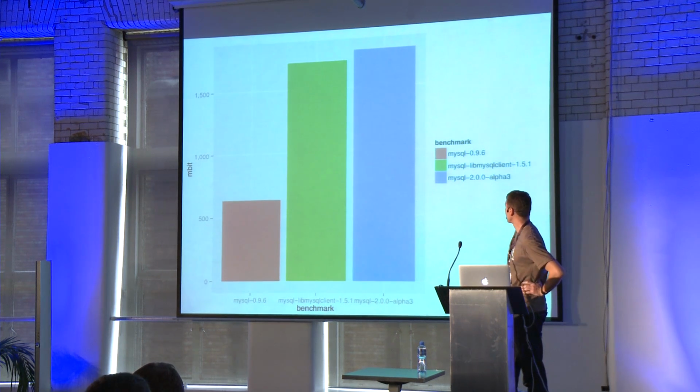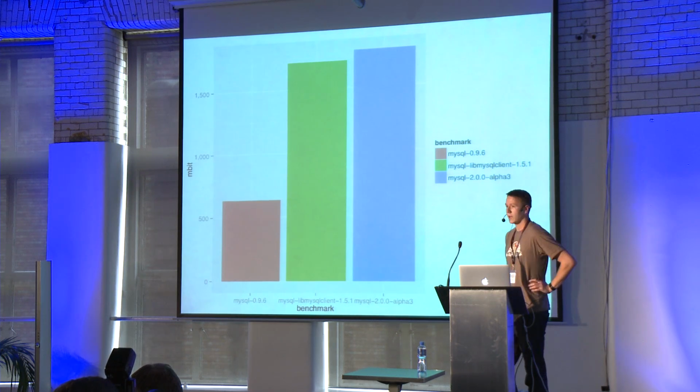On the right side, the blue column is my current version of my module, MySQL 2.0.0 Alpha 3. And it seems like I did it, right? JavaScript being faster than C for this particular task. Well, if it only was so easy.